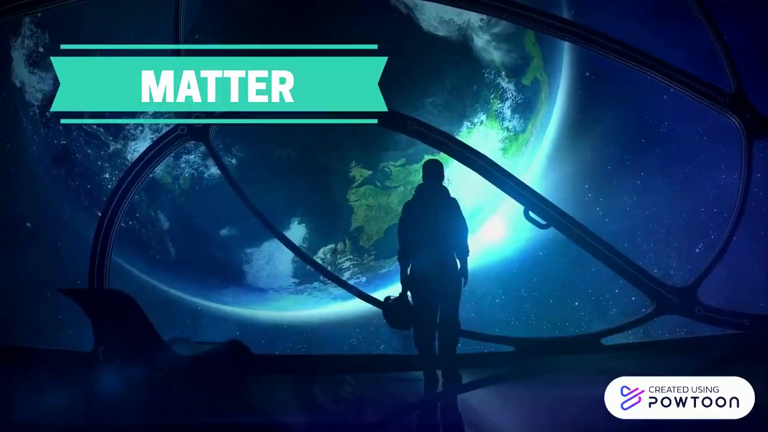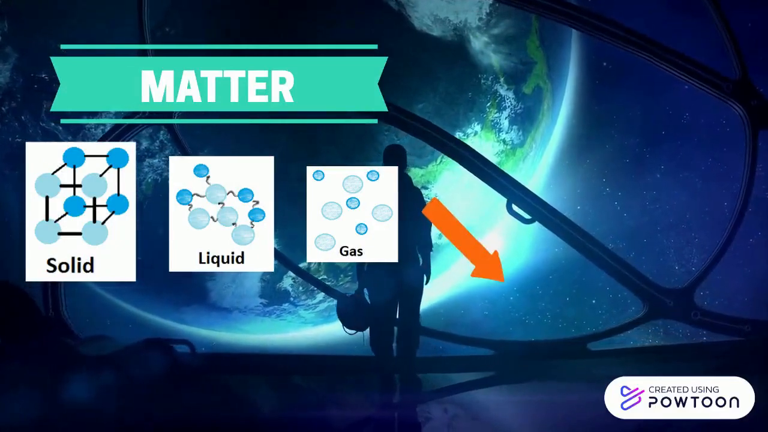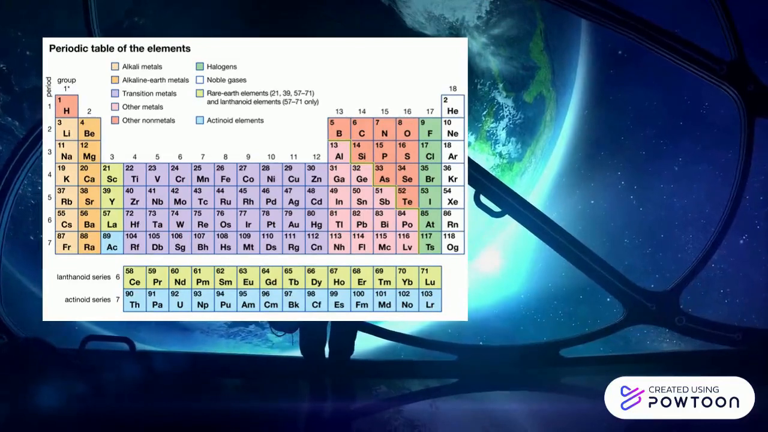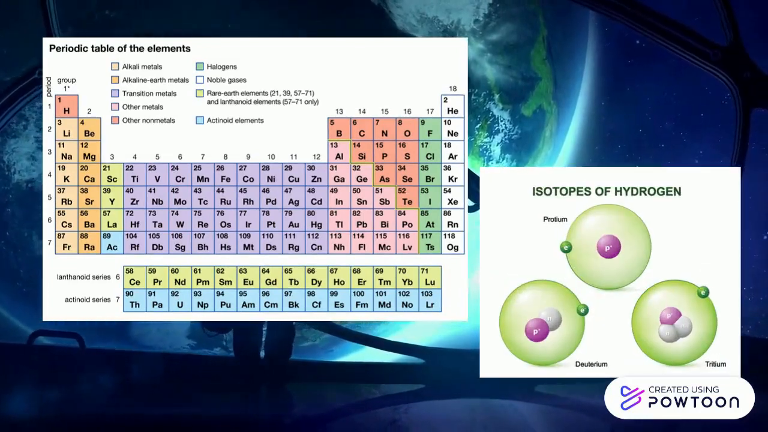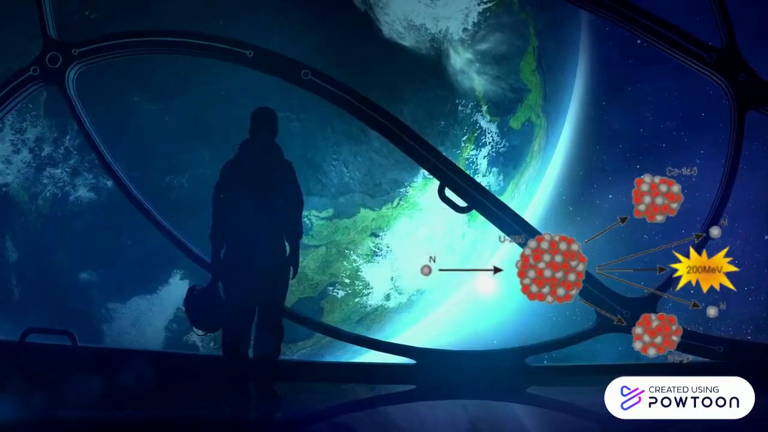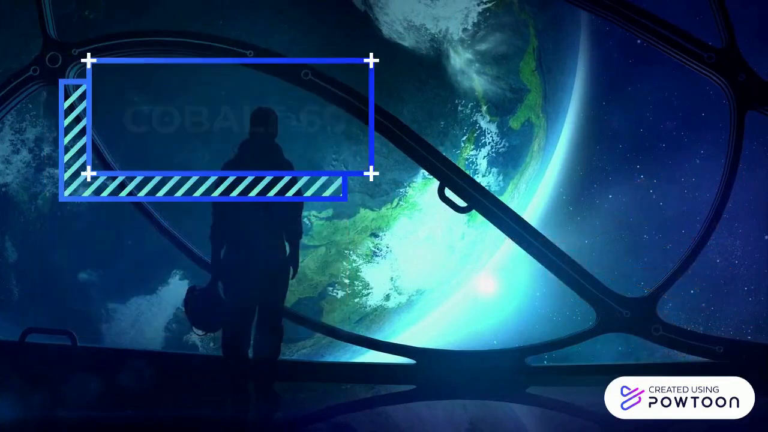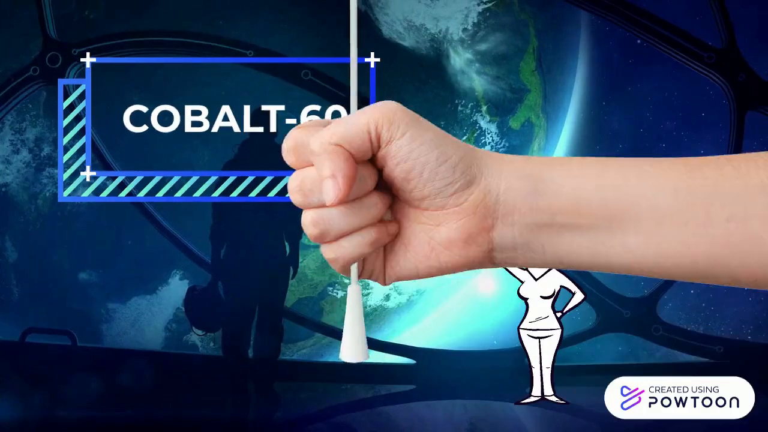The world is made up of matter, solids, liquids, and gases. These further classify into elements, the elements that we find on a periodic table. Those elements each have their own types of isotopes. If an isotope is unstable, we call that a radioisotope. Throughout this video, we will be focusing on Cobalt-60, which is a type of radioisotope.